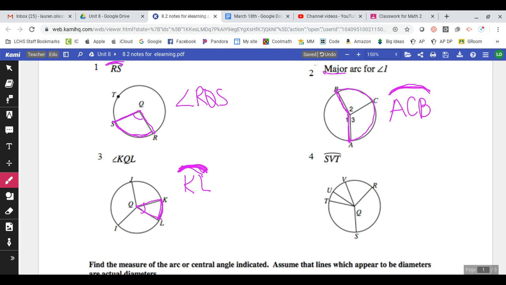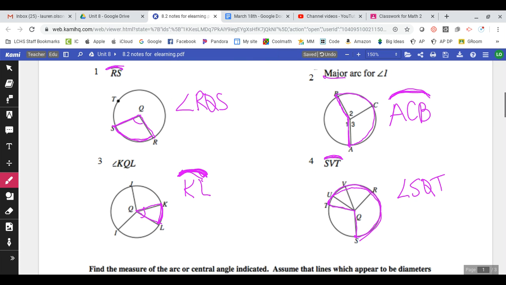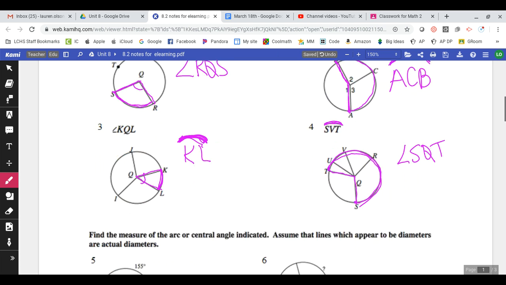And then the last one here, SVT. So from S to V to T. This little swoosh up here tells me it's an arc. The fact that it has 3 letters tells me it's a major arc. So I have to start at S, go through V, and then end up at T. And that angle would be angle SQT. Okay, so that's just showing the relationship between central angles and their arcs.